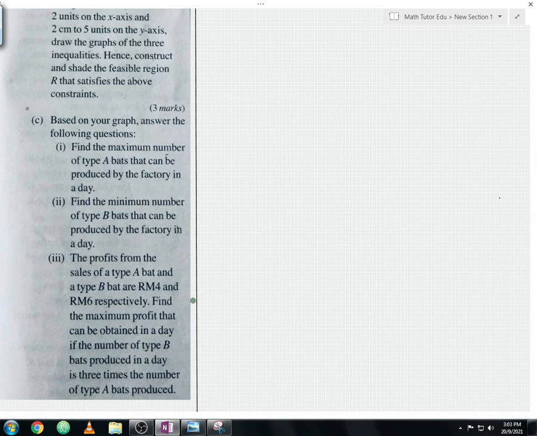bat and a type B bat are 4 ringgit and 6 ringgit respectively. Find the maximum profit that can be obtained in a day if the number of type B bats produced in a day is 3 times the number of type A bats produced. So this is the overall question.